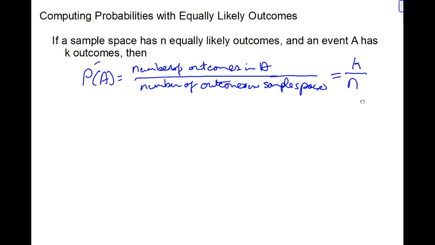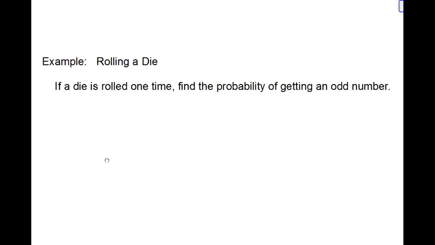So think about rolling a die or flipping a coin. If we're rolling a die and we want to roll a 1, well, on a regular 6-sided die, there are 6 total outcomes, and there is only one way that a 1 can come up. That's if you come up with a 1. Okay? So this is the probability outcome that we're looking for. So let's look at rolling a die. If a die is rolled 1 time, find the probability of getting an odd number.